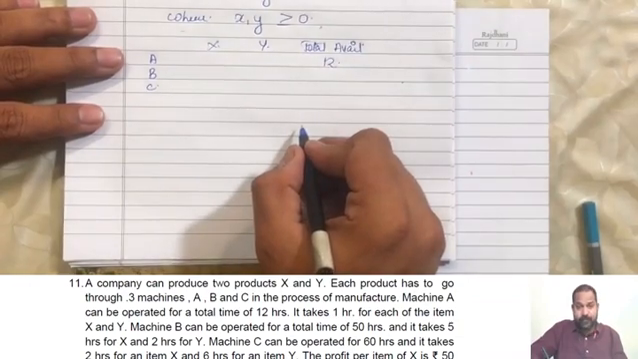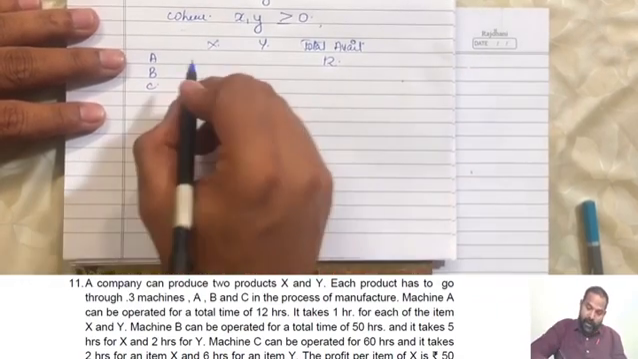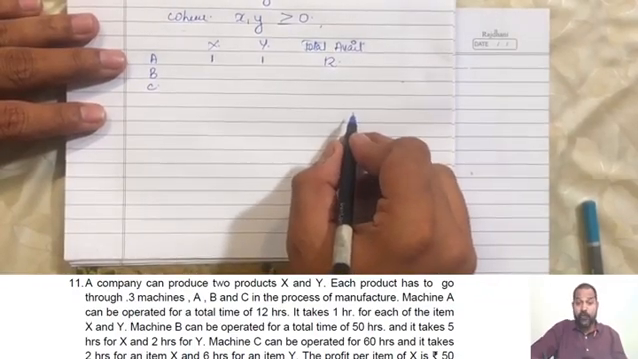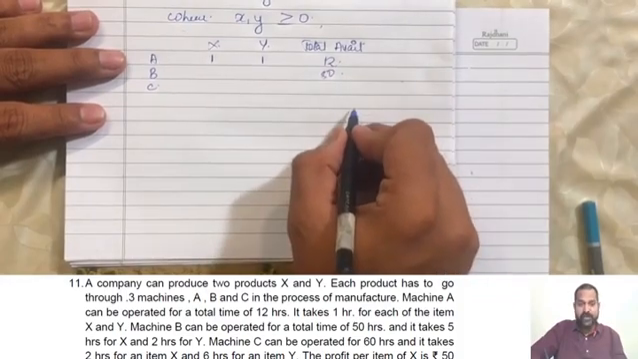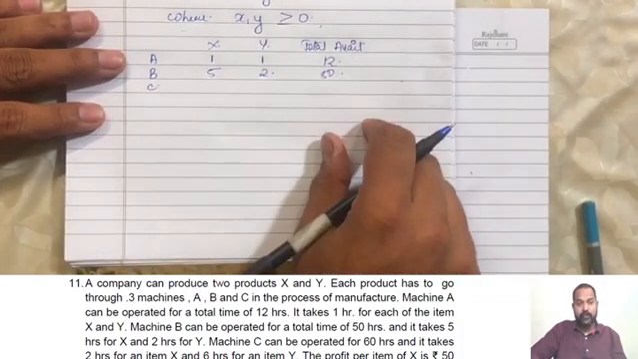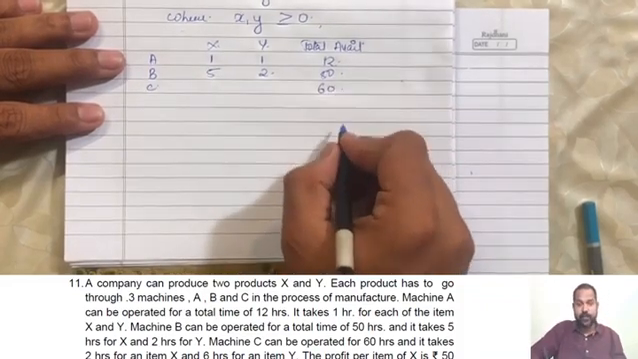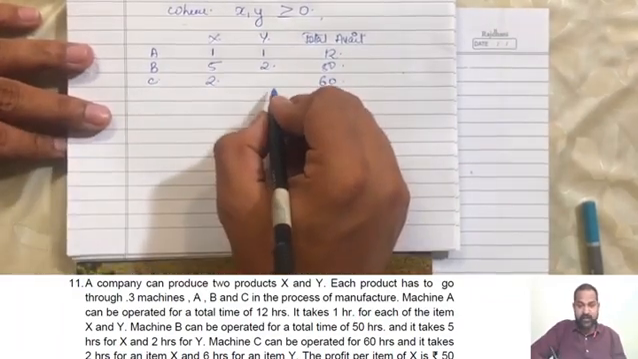That of B, it takes 1 hour for each of the items X and Y. Machine B can operate for a total of 50 hours. Okay. It takes 5 hours for X and 2 hours for Y. And lastly, machine C can be operated for a total of 60 hours. It takes 2 hours for item X and 6 hours for item Y.